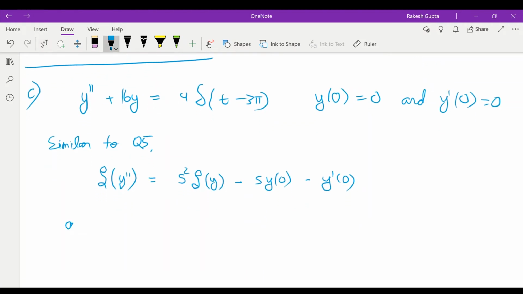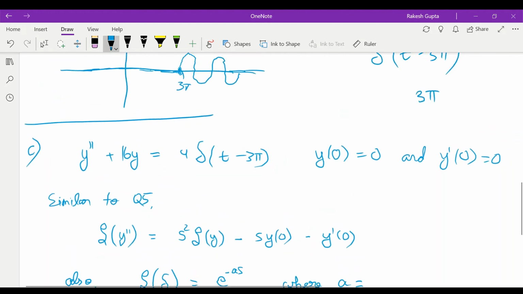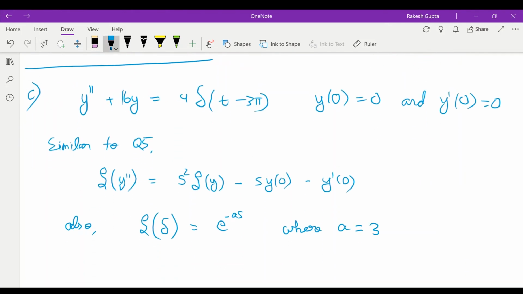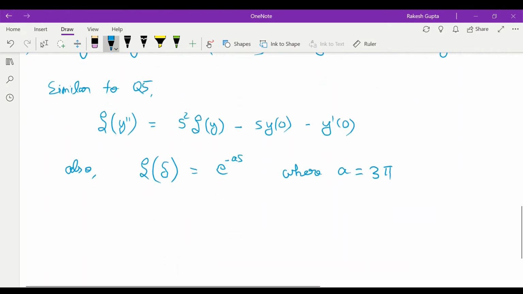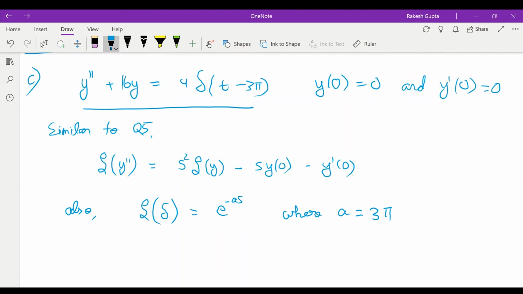Also, the Laplace of a Dirac delta function is given by e power minus a s, where a, in this scenario, will be 3 pi. So now we solve further. We have the given ODE, so we are just going to apply Laplace on both the sides.